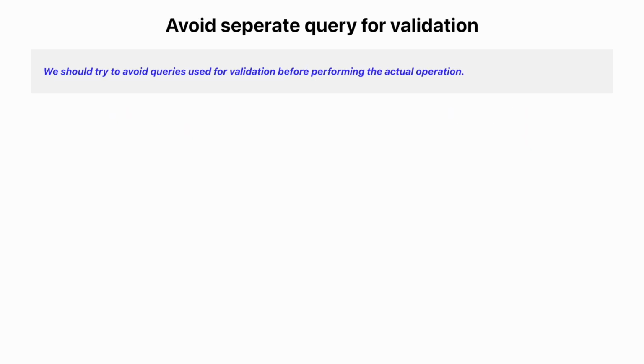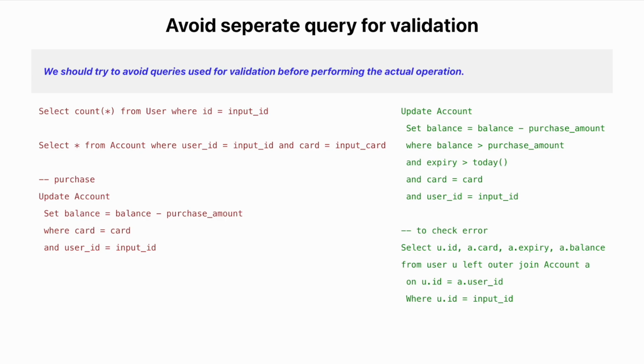We should try to avoid queries used for validation before performing the actual operation. We should try to reduce the number of queries the application makes to the database. For example, for implementing purchase functionality, first we may write a query to check whether user with input ID is present in the database. Then we will write a query to get account records for user with input ID and input card. We check whether the user has more balance than purchased amount and the card has not expired. Finally, we update the balance.